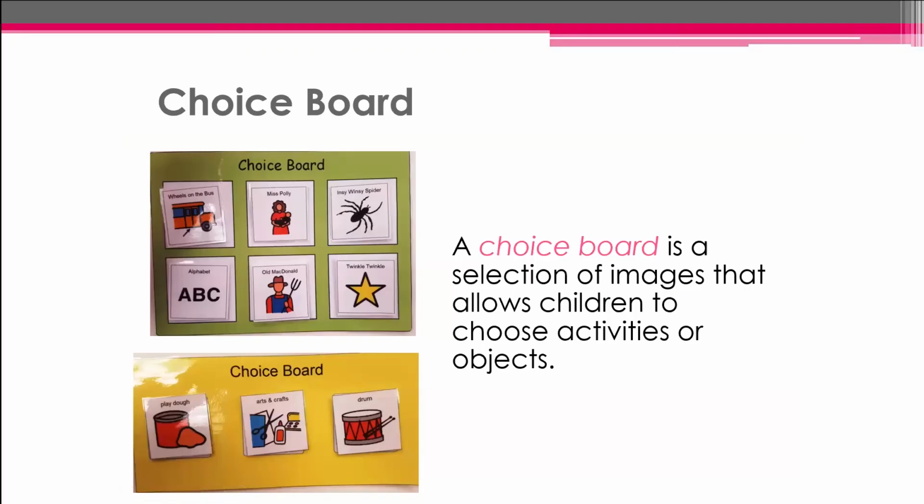A choice board is a selection of images that allows children to choose activities or objects. They help the child to make requests for what they want. They help ensure a wide range of items to choose from. The choice board will indicate what is available, and it encourages involvement during play.